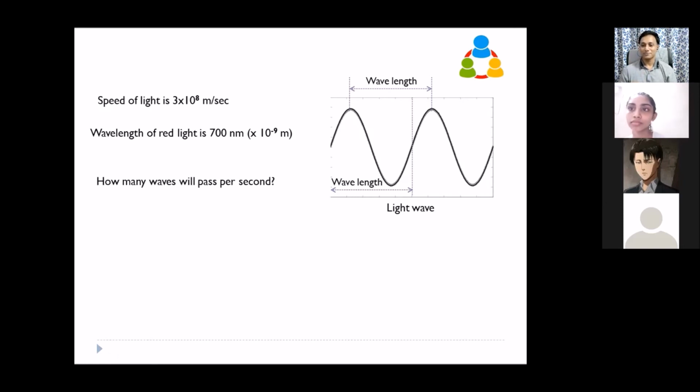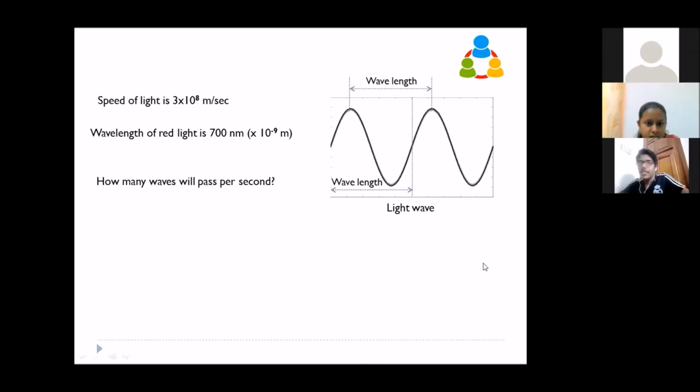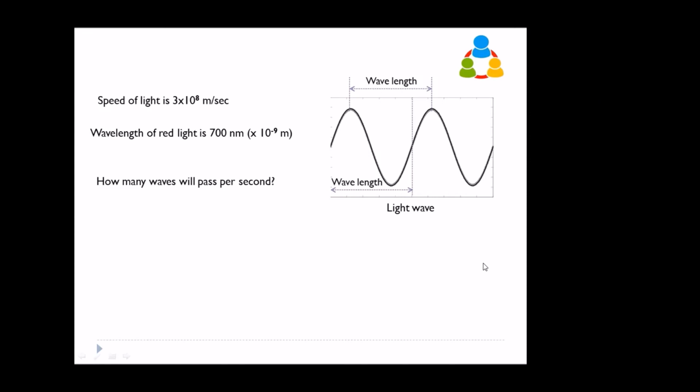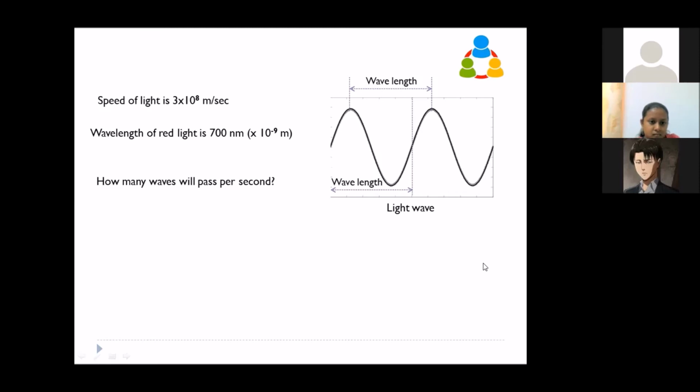Same problem. You don't have to find out the calculated value. If you have a calculator, you can go ahead. Tell the expression. Same problem, simple maths. Just think how you did the ant problem. Do it in the same manner. 700 into 3 into 10 raised to 8. 700 nanometer.